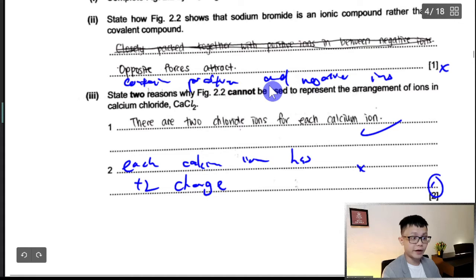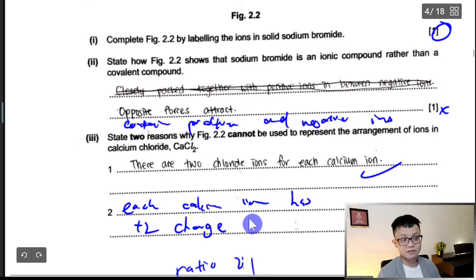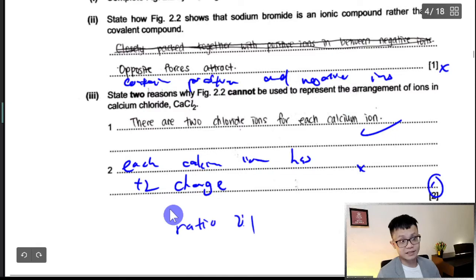Or you can say the ratio 2:1. So it doesn't make sense when the ratio is 1:1, and it just couldn't fit in. And why couldn't it fit in? Because calcium has 2 positive charges. You just explain more things.